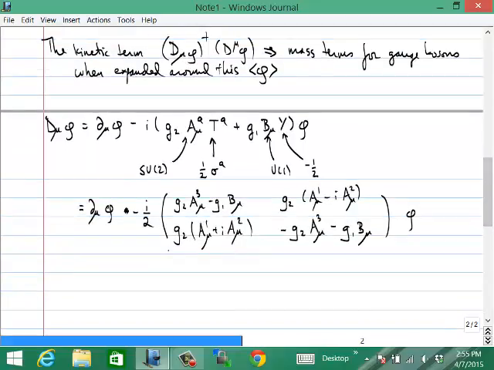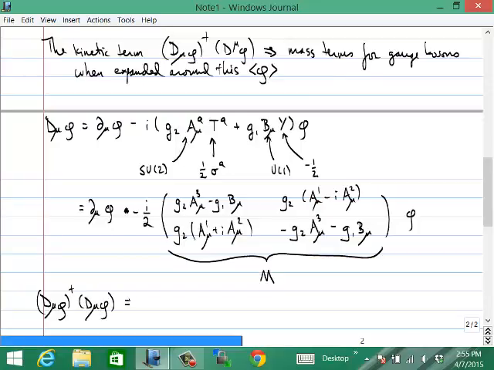So just to keep myself from writing this matrix down again, let's just call this matrix M. And then in order to figure out the mass term, we need to just expand the kinetic term, d mu phi dagger times d mu phi. The leading term, the one that gives the mass term for the gauge bosons, is just found by plugging in the vacuum expectation value for phi into this kinetic term. So what do you get?